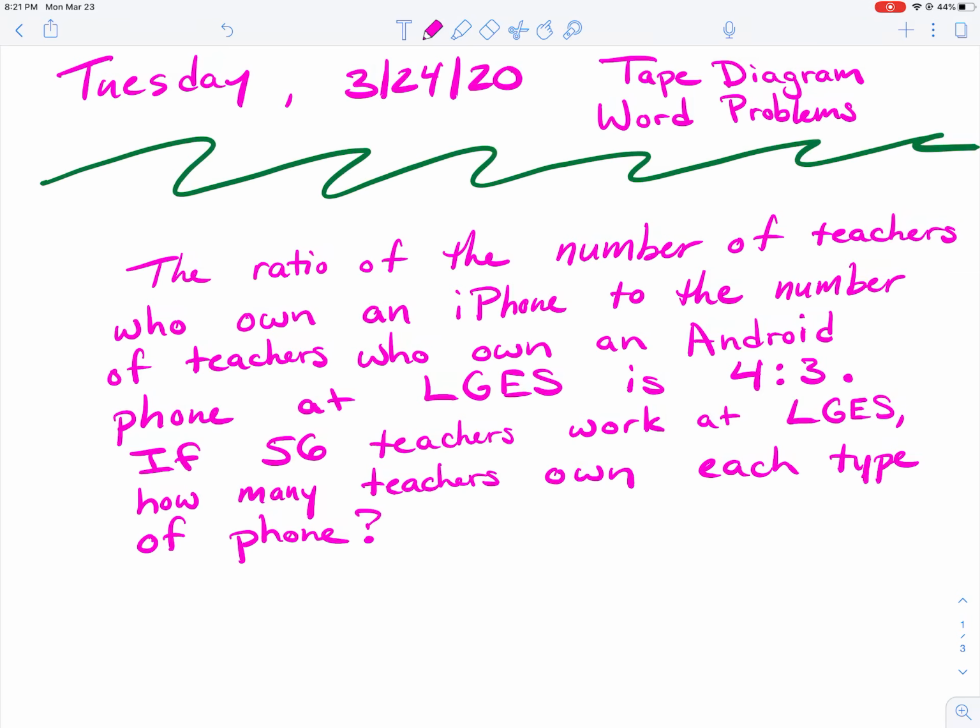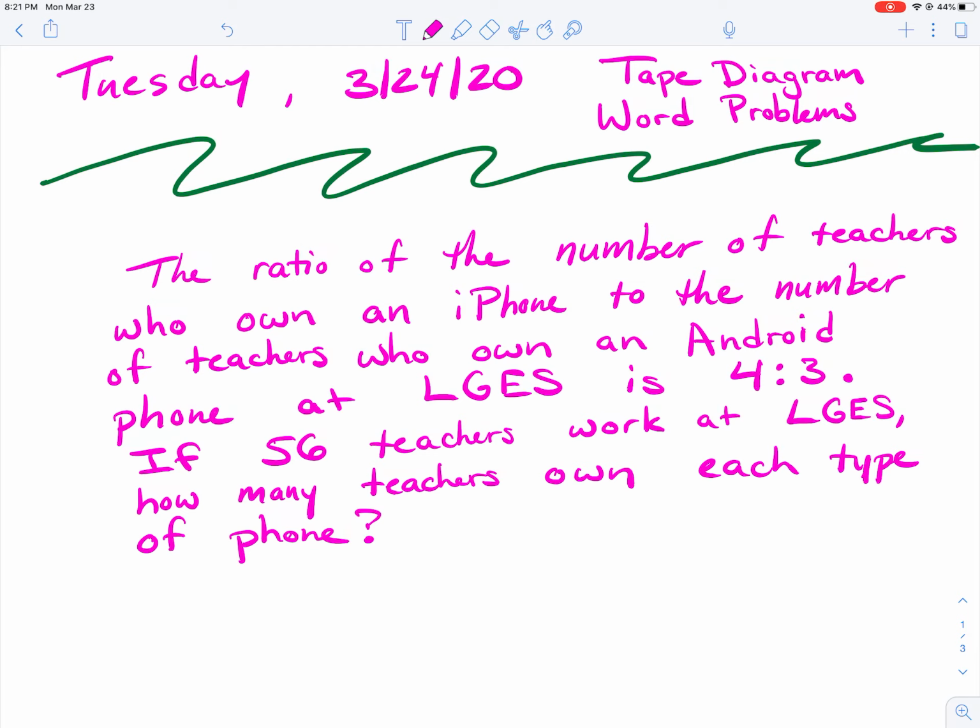So today we are going to use tape diagrams to solve some word problems. And the most important thing you need to do on these problems is you have to find the ratio. So the question says the ratio of the number of teachers who own an iPhone to the number of teachers who own an Android phone at LGES is 4:3. If 56 teachers work at LGES, how many teachers own each type of phone?